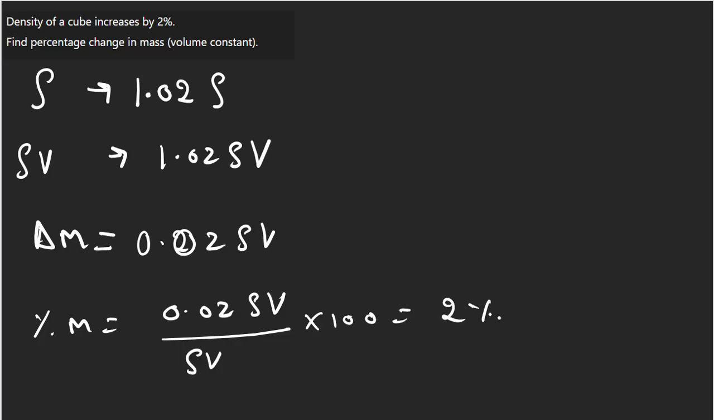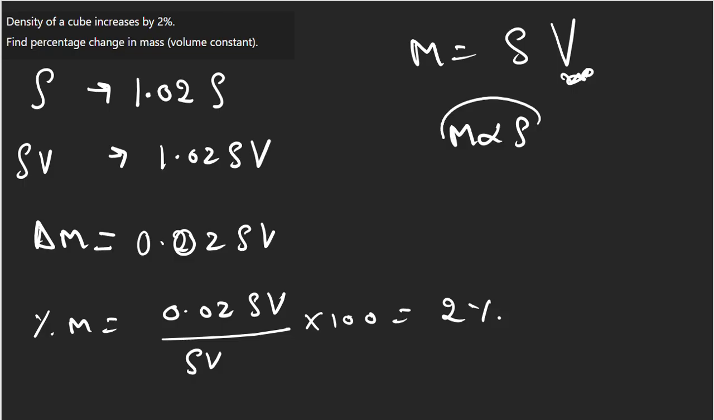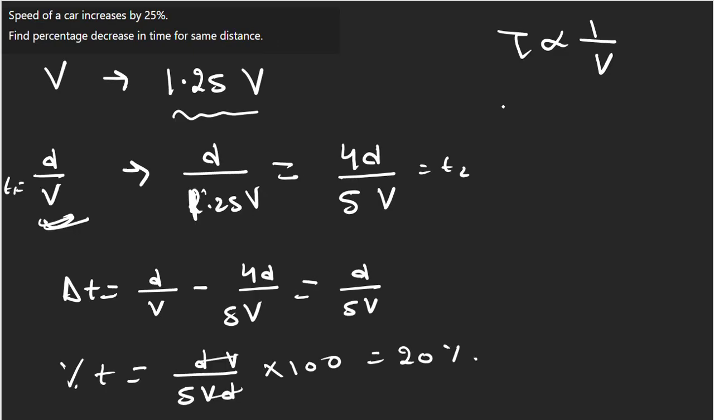So what did you observe? When both quantities are linearly related, linearly dependent, here mass is equal to density into volume. So if volume is constant, mass is directly proportional to density. So if two quantities are directly proportional to each other, then the change will be the same. Percentage change in density will be equal to percentage change in mass. But if they are inversely proportional, they will not be equal.